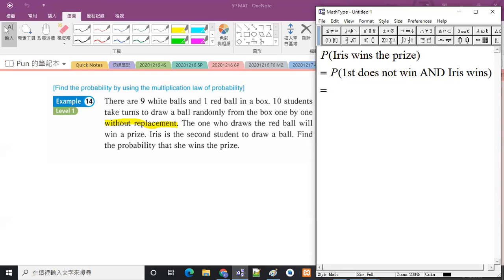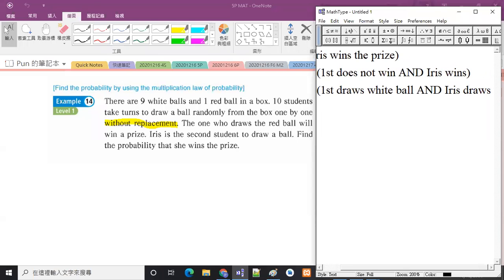But how to win the prize? So a student can win the prize by drawing the red ball, right? Okay, so if the first student does not win the prize, it means that the first student draws the white ball. Okay, and Iris has to win the prize, which means that Iris has to draw the red ball.